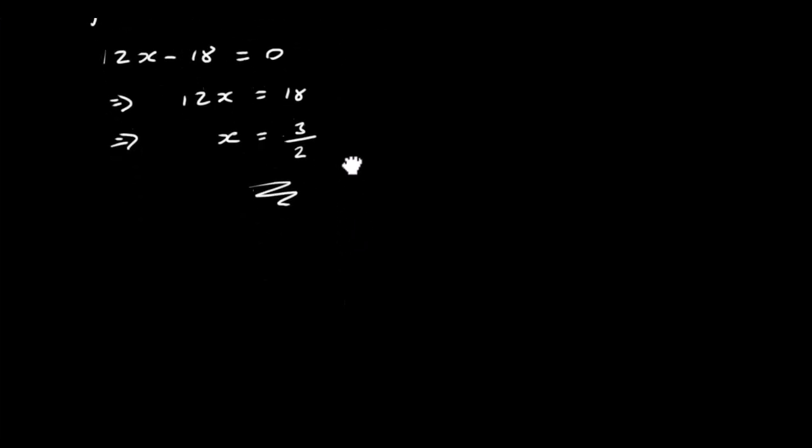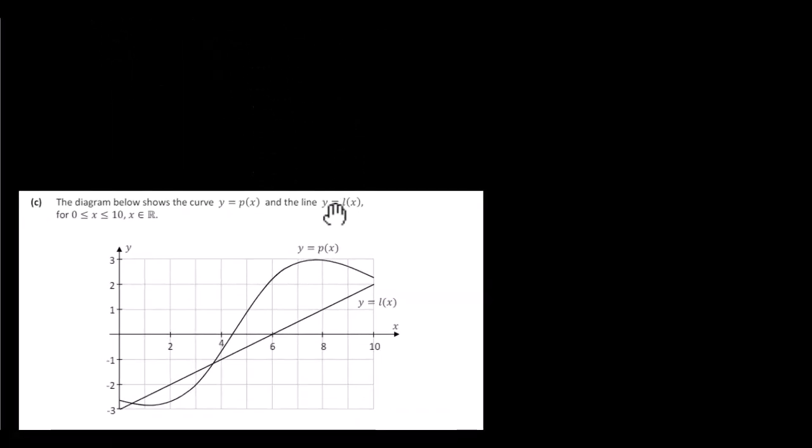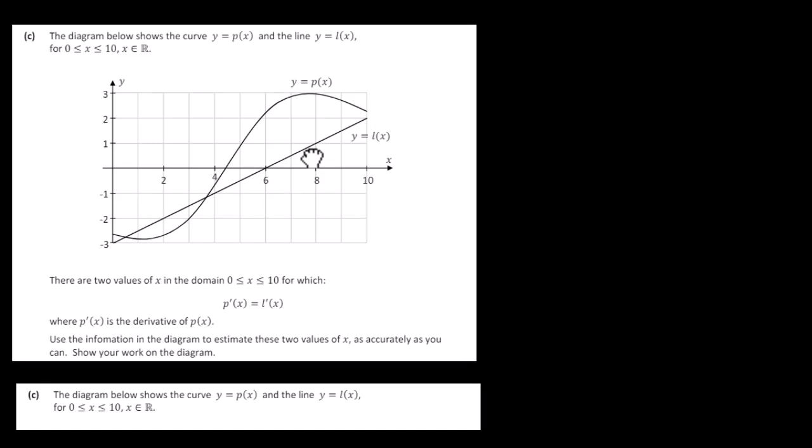Okay, so next question. Part C, the diagram below shows the curve y is equal to p of x and the line y is equal to L of x for x between 0 and 10. x is real. There are two values of x in the domain 0 to 10 for which the derivative of p is equal to the derivative of L. Use the information in the diagram to estimate these two values of x as accurately as you can. Show your work on the diagram.